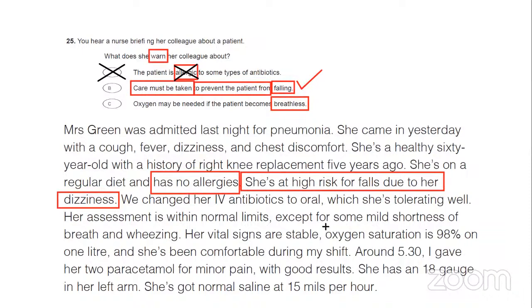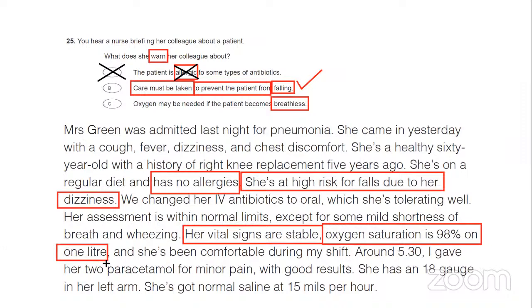Her vital signs are stable, and oxygen saturation is 98% on 1 liter. So, what is the problem here? This is perfect condition, almost 100%. So, how can she become breathless? She cannot become breathless because saturation is 98%.